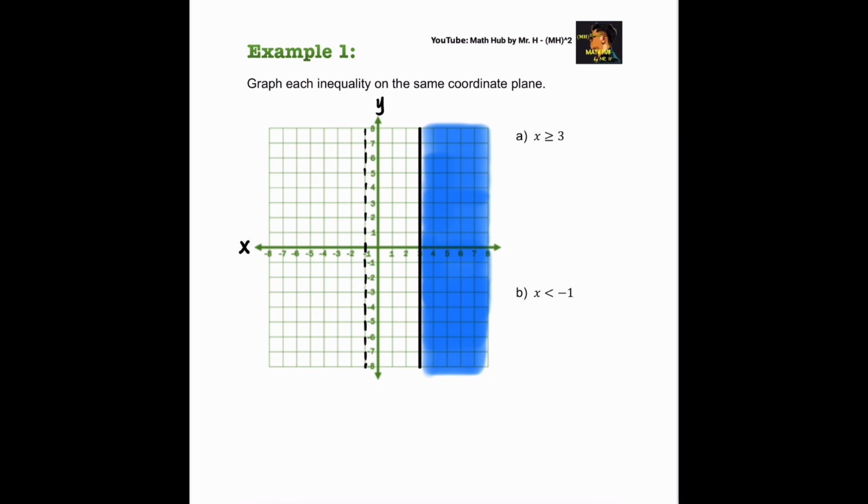I'll be using a different color for this. Where can we find the region where all the values are less than negative 1? So definitely this region. I mean, all the values that are inside this region are lower than negative 1. Now, since we have here a broken or dotted line, the points that lie on the broken line itself are not part of the solution.